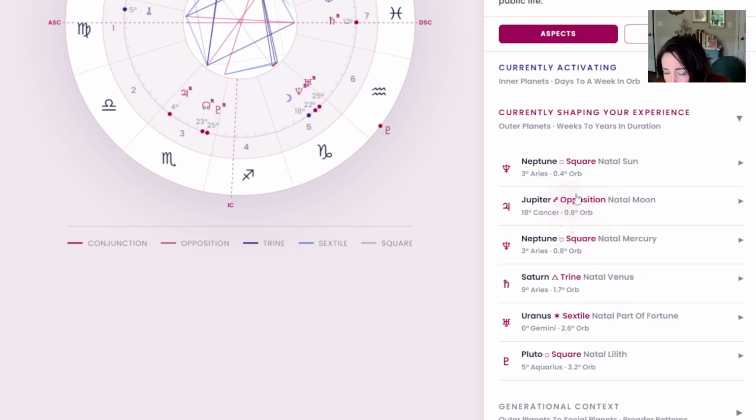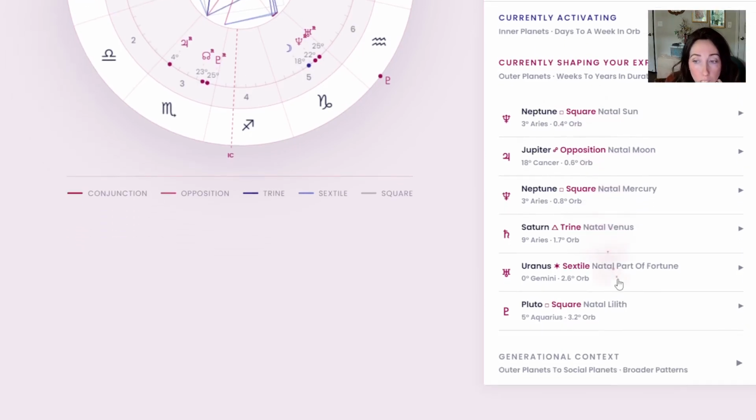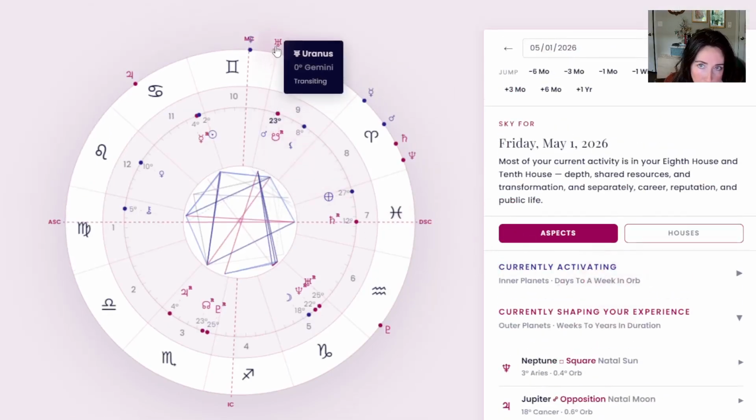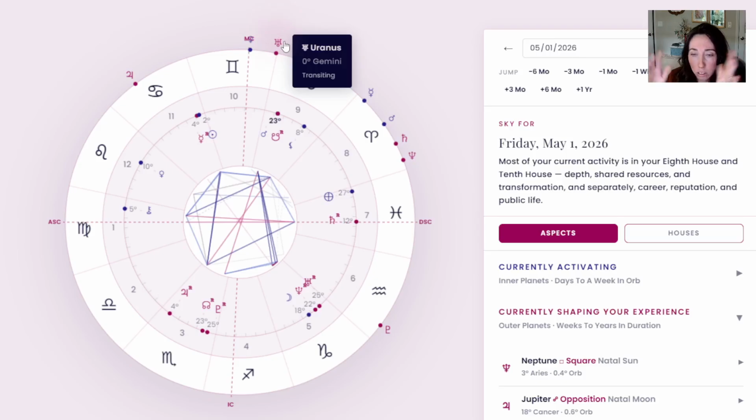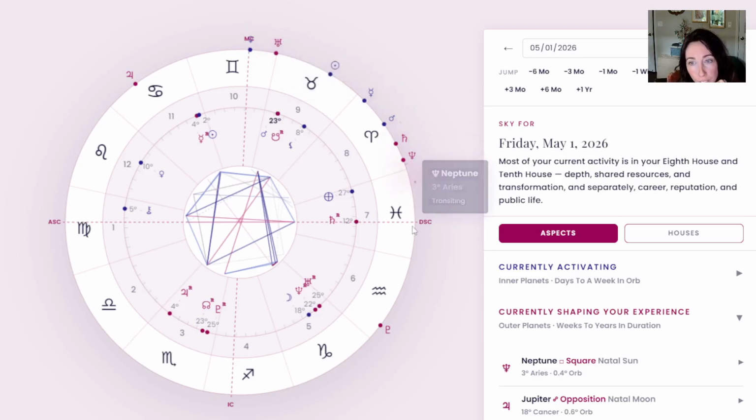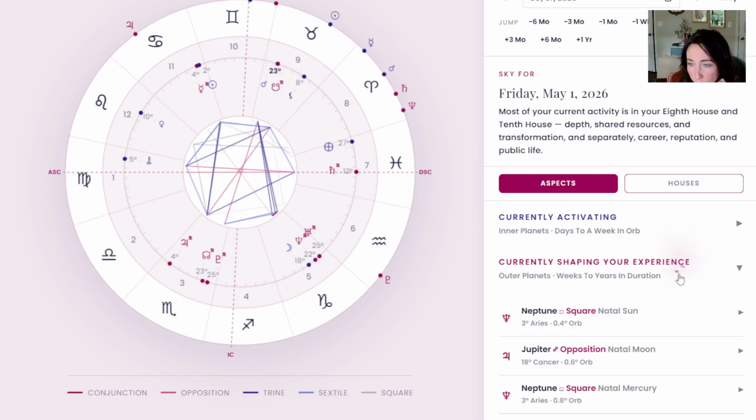So these are all highlighting which transits from the collective are aspecting your natal placements, meaning the ones in the center in your birth chart. You could go into context too to see how these outer collective transits are impacting and aspecting other collective placements, but where it gets most personal is when we look at how it is directly impacting the core of you, so your natal placements.